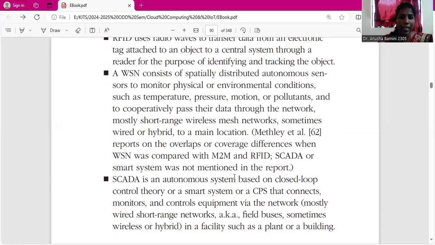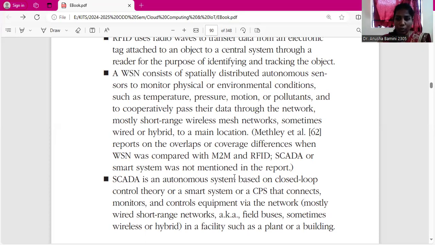Then the fourth one is SCADA. SCADA means supervisory control and data acquisition. Some control is needed between the device or object, the network, and the application, and from that we are acquiring the information. This is called SCADA. It is an autonomous closed loop control system, which is also known as a smart system. The central processing unit or system connects, monitors and controls all this equipment via the network.